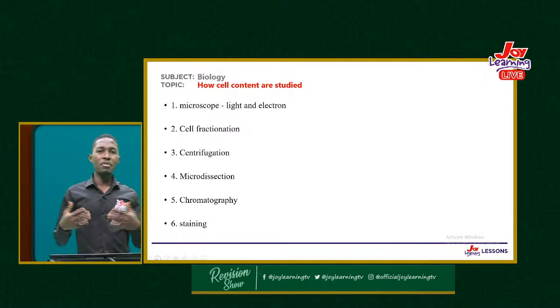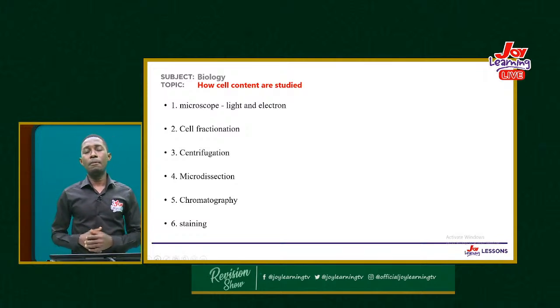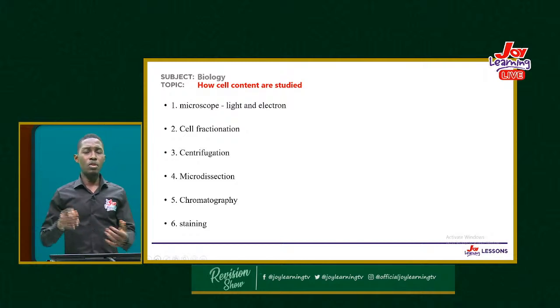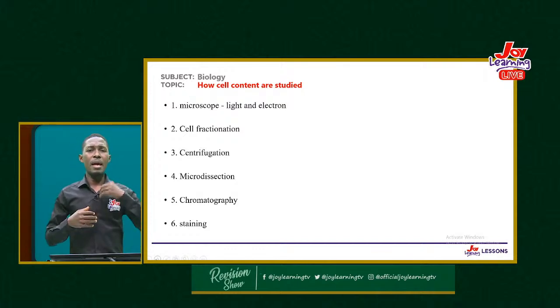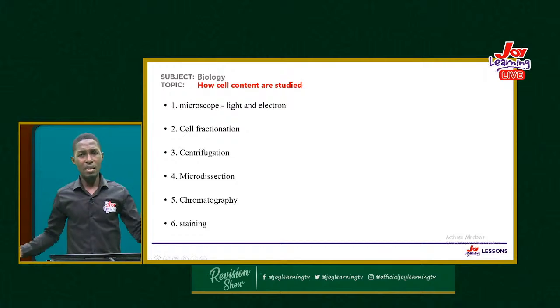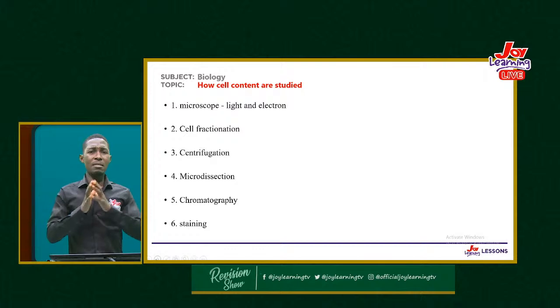For the Form 3s, I believe that you've been taught parts of the cell, the organelles of the cell. How did scientists come about studying this? We are required to know that we use microscopes, especially the electron microscope, which gives very powerful images and magnifies small things. And then there is what we call cell fractionation. In cell fractionation, we find a way to rupture the cell, grind it using a blender, using homogenization, anything that we can use to grind it so that we can get the content out.